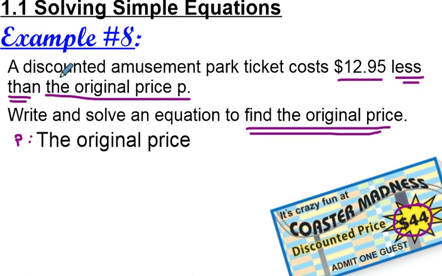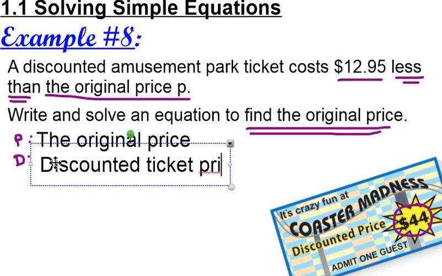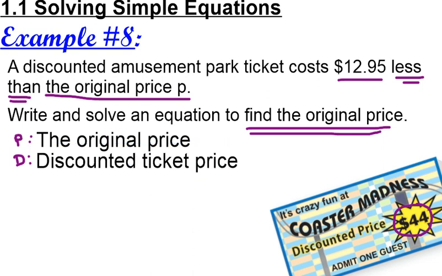So it says a discounted amusement park ticket. I need to use another variable, so I need to define my variables before I use them in an equation. So the discounted amusement park ticket costs $12.95 less than the original price P. So I'm going to say the discounted ticket price is D. Discounted ticket price is D. So anytime you use a variable, make sure you define it before using it. In the previous one, they were all defined for us. In this one, we're defining them ourselves, so make sure you write this out.